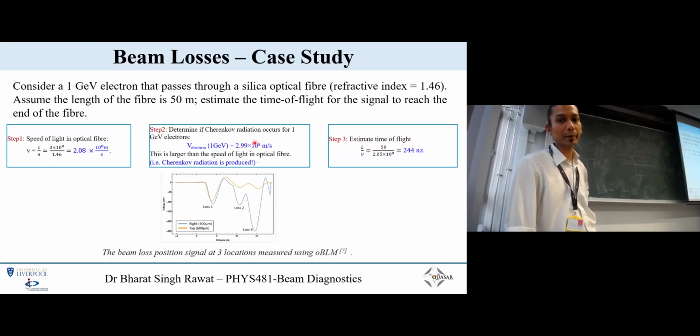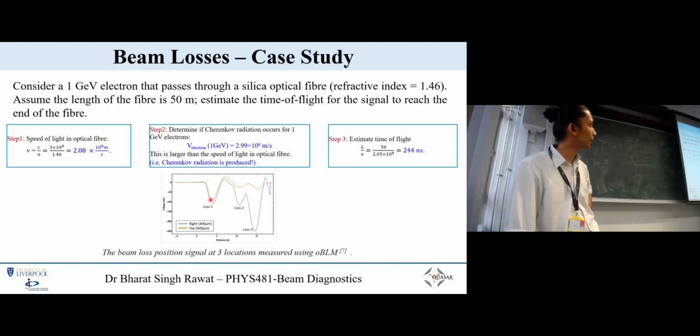But in an experiment, what we do is we measure the time of flight, and then we estimate the location. So this is a typical experimental plot. These are two different fibers. It tells you the distance at which loss has occurred. There is one fiber at the top, one fiber at the bottom. So the first loss occurs at this location, the second is this, and the third is this.